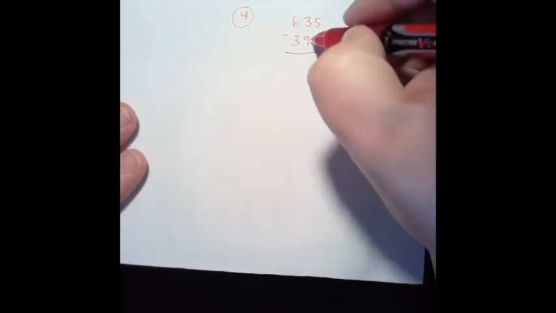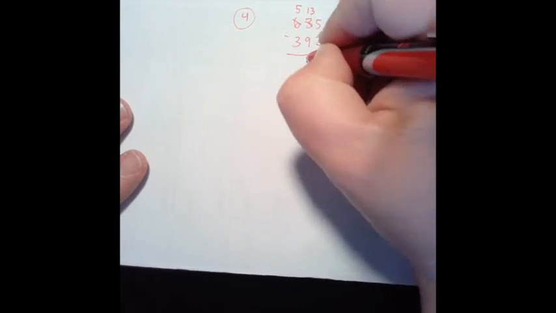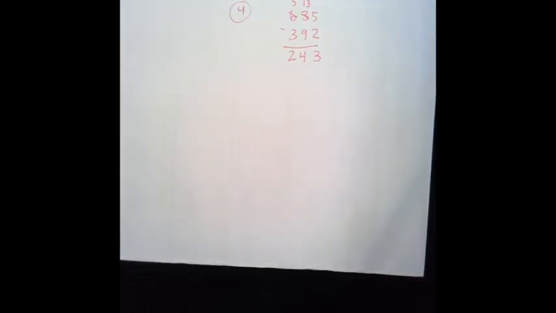Number 4 is a subtraction problem. So we start with our ones place and we go 5 take away 2, that's 3. 3 take away 9, we are not able to do that, so we've got to go and trade. We're going to trade from our hundreds and make that 6 into a 5. We're going to add 10 tens to the 3 that we already have to make it 13. 13 take away 9 is 4. And 5 take away 3 is 2. So our answer is 243. I'm going to go ahead and transfer my answer.